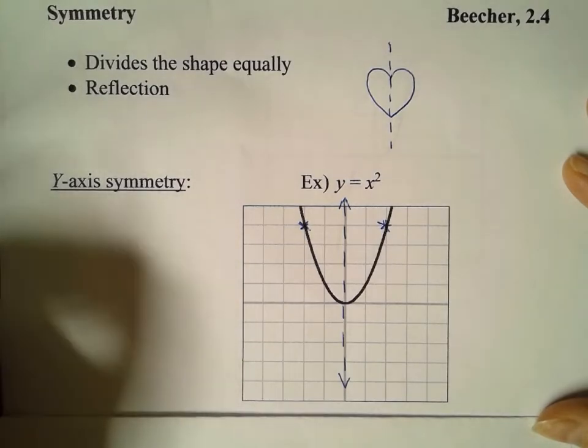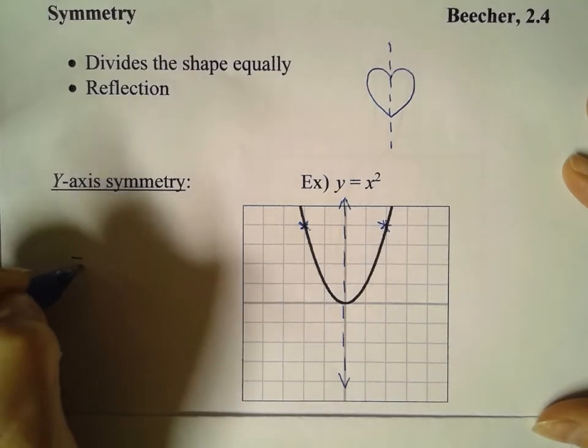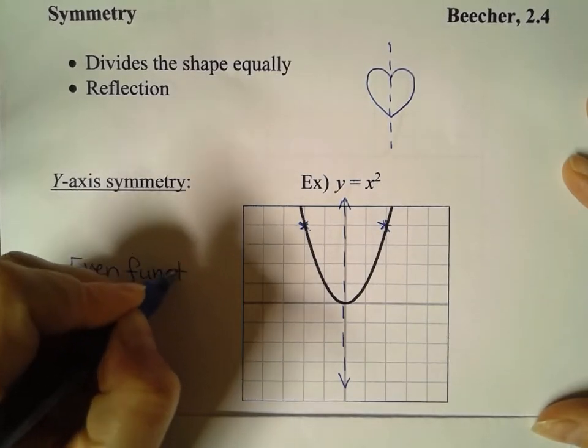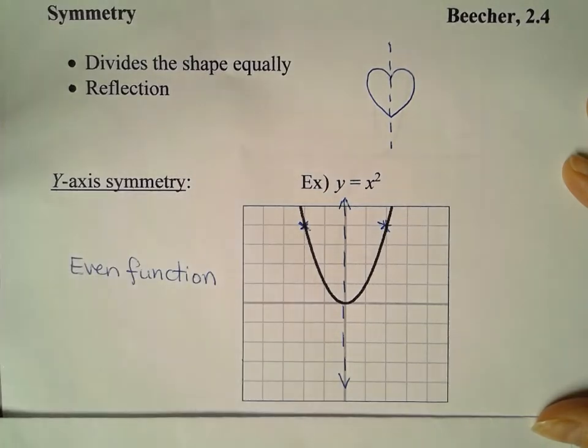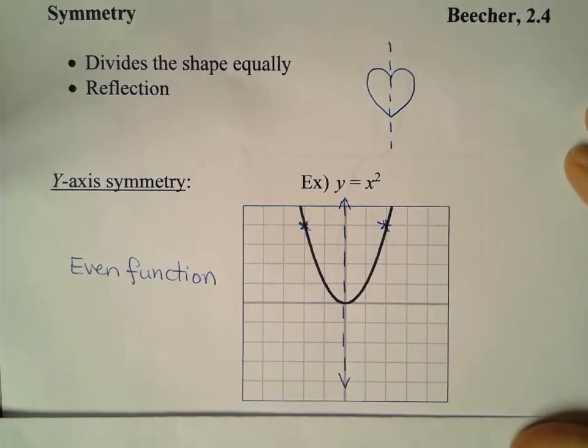When a graph is symmetric over the y-axis, it is also called an even function. And that is the case for a parabola. In general, if you have a polynomial where all of the exponents are even, it's usually going to fit this type of symmetry and be called an even function.